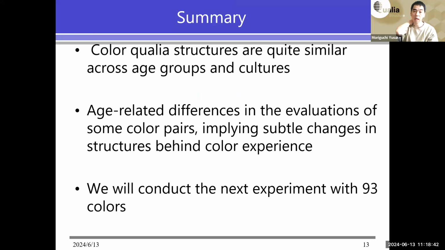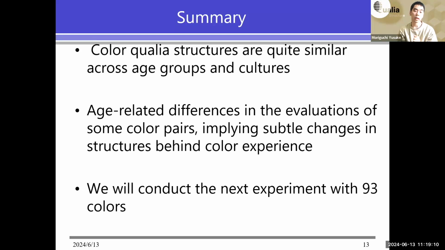So to summarize, the color code structure is quite generally similar, in contrast to our expectation, across age group and culture. And we found age-related differences in the variation of some color pairs, so some changes in the structure behind color experience. But you may think that this result is maybe because we used just 9 color pairs. So maybe we can get different results using more colors.